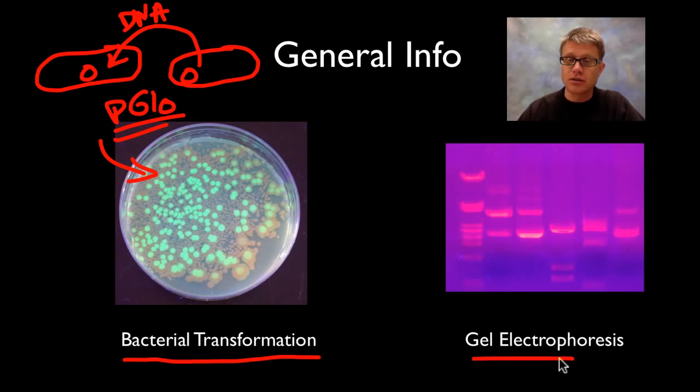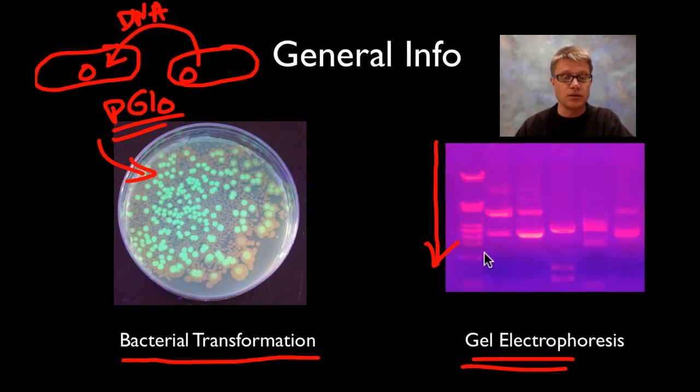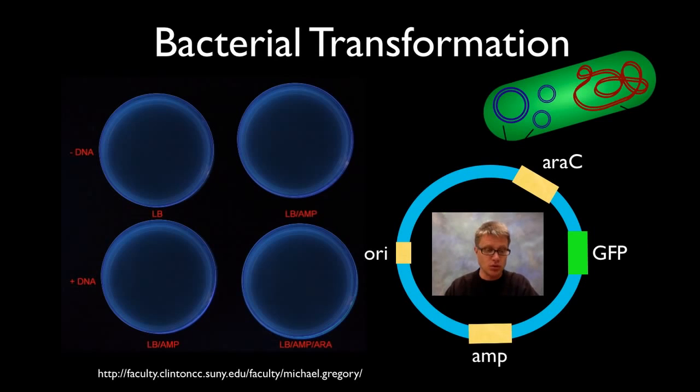Second thing we'll do is gel electrophoresis. Gel electrophoresis is separating DNA according to its fragment length. So we're basically running DNA through a gel. It's almost like Jell-O. And then we're separating according to the length of those fragments. So those are the two things that we're doing.